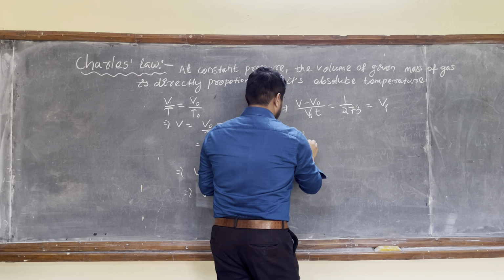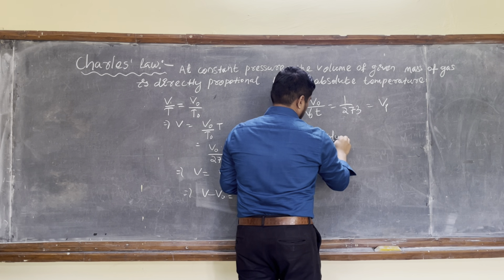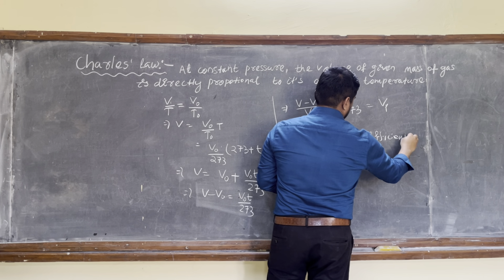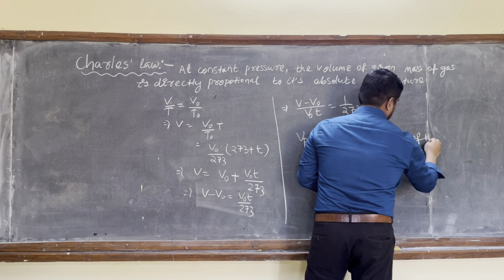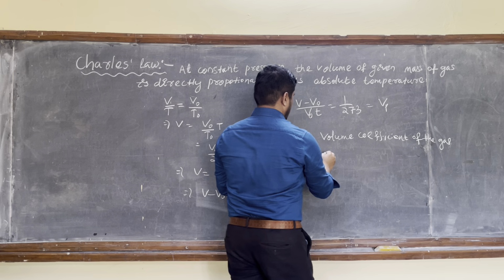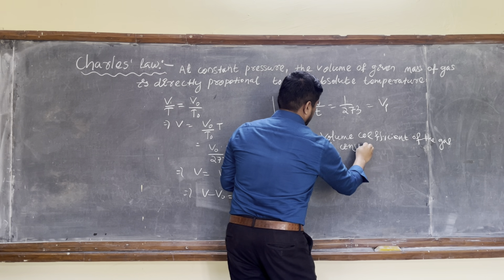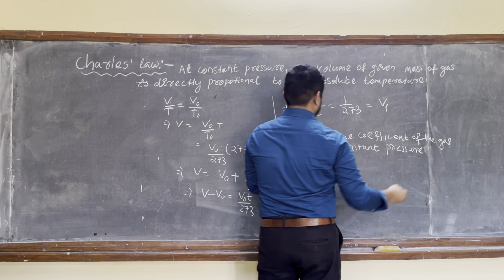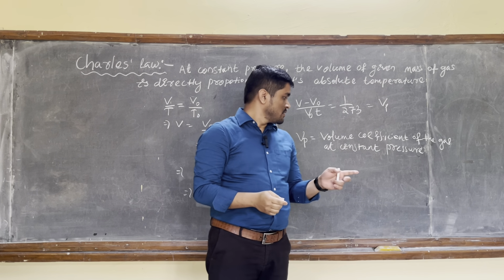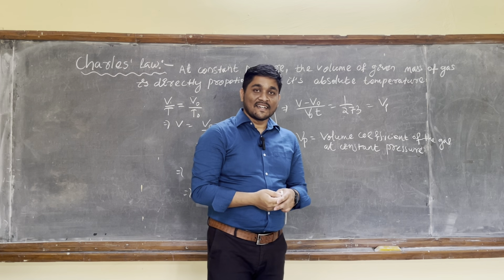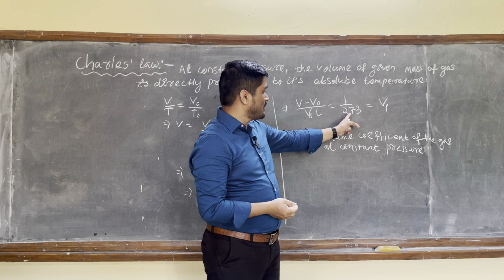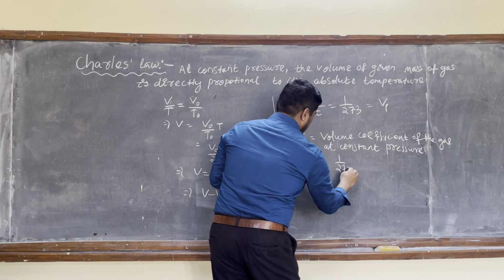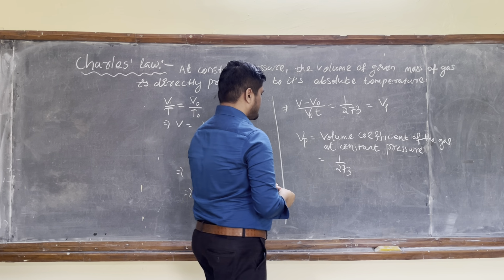So here Vp is the volume coefficient of the gas at constant pressure, and always remember this value is a constant, and the value is 1 divided by 273. Clear? Constant.